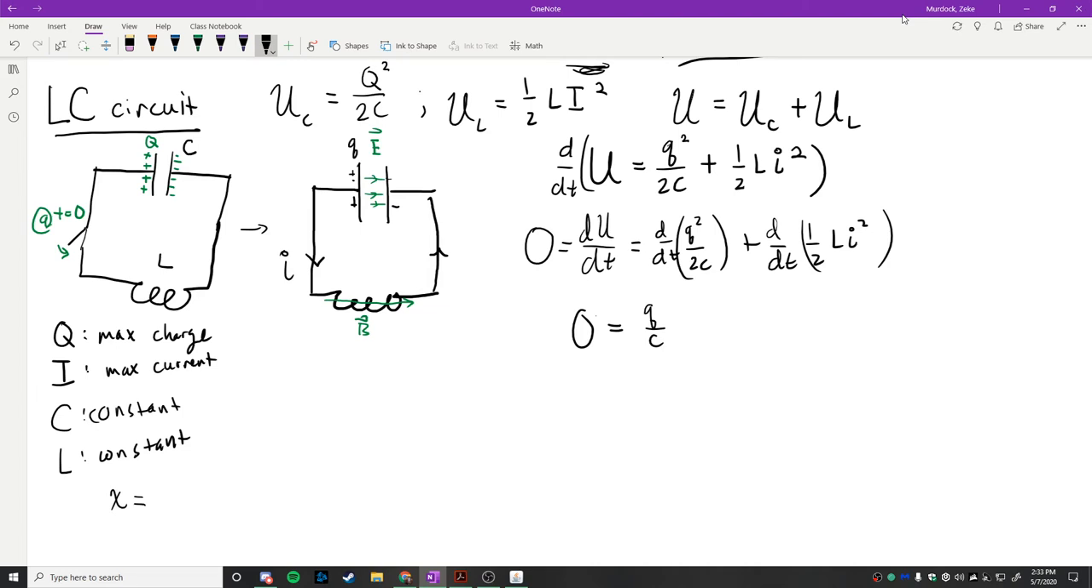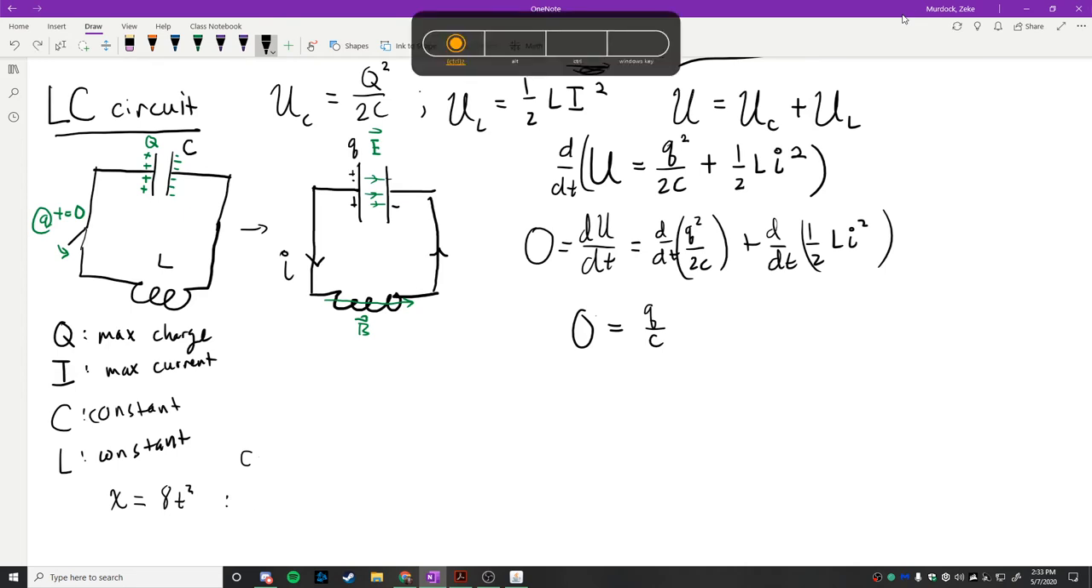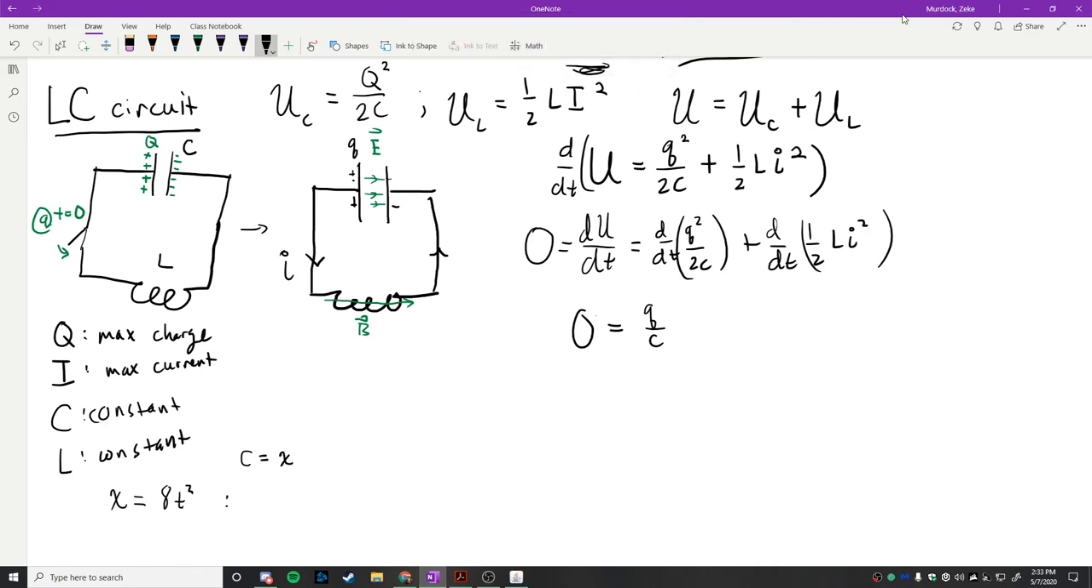Suppose I gave you a function, and I say the expression is something like some constant c is equal to x squared. And then I ask you, what's dc/dt equal to? What would it be? It'd be 2x times what? You learned this in Calc 1, I promise you. Yeah, exactly.